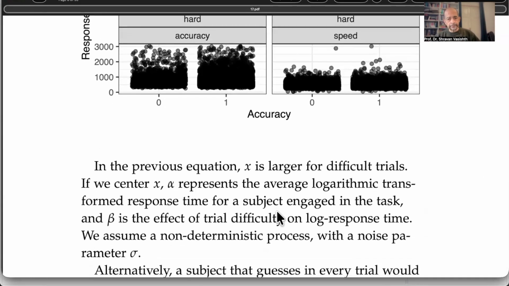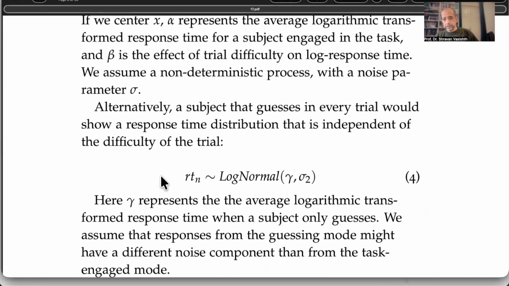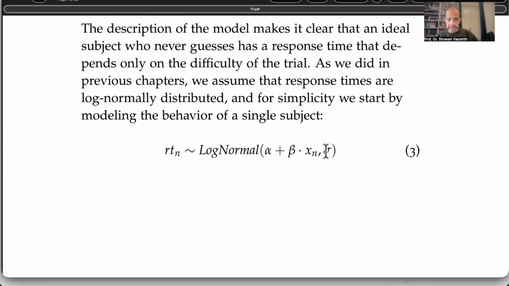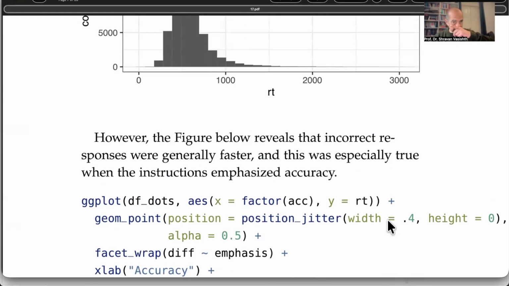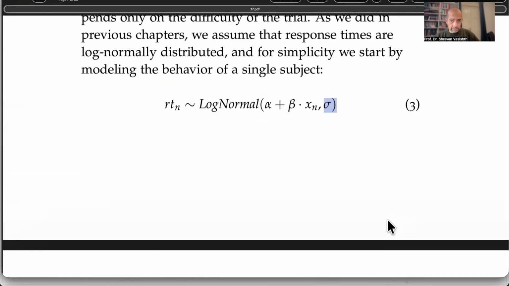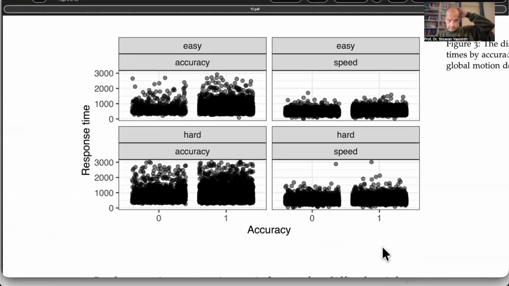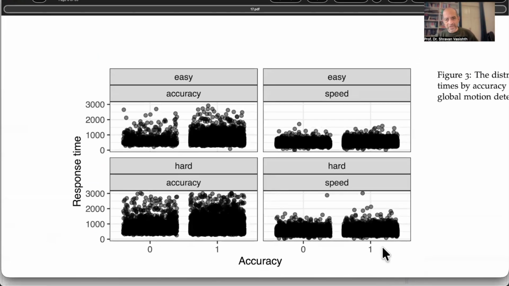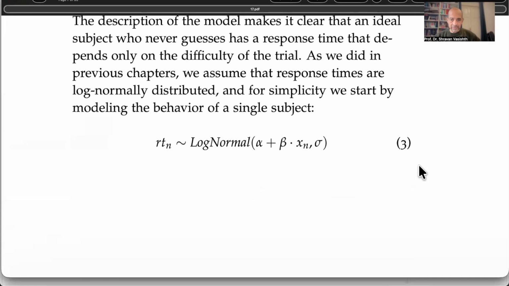Okay. And then the other distribution, where you're doing fast guessing, is also coming from a log normal, but this time the fast guessing is not affected by difficulty. There's just some average gamma, log mean reaction time, and there's a different standard deviation, sigma 2, than in the task-engaged case. So there are two different standard deviations. Well, we don't know. We can't tell from this plot whether you're task engaged or not.